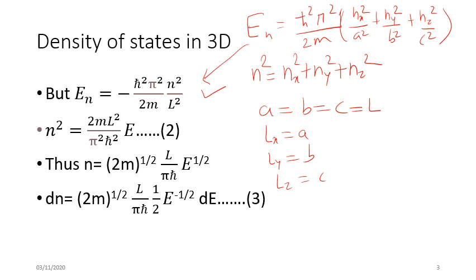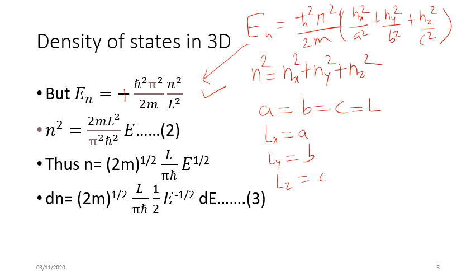If I take the square root, n is equal to twice m raised to 1/2 into L upon pi h cross into E raised to 1/2. I have taken the root of this equation. Sorry, I have written a negative sign here, but it is actually a positive sign. So n is equal to this value.